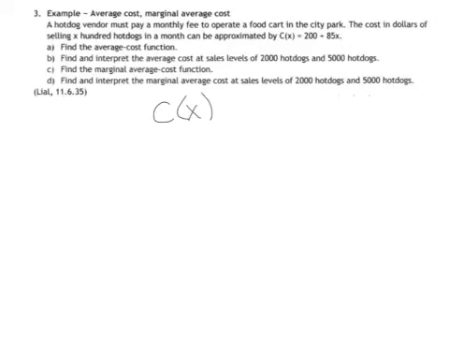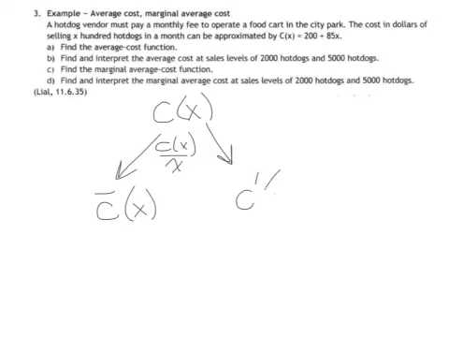C of x. We can find the average cost by dividing the cost function by the number of items, so usually that's x. And we would write that C with a line over it, which is C of x divided by x, right? We can also find the marginal cost by taking the derivative. So that would be the cost of producing one more item, and we would write that C prime of x.